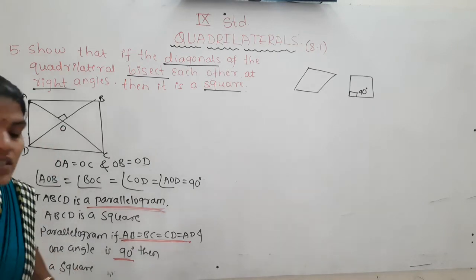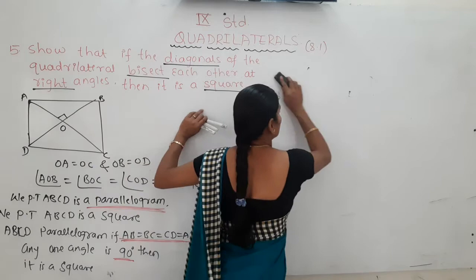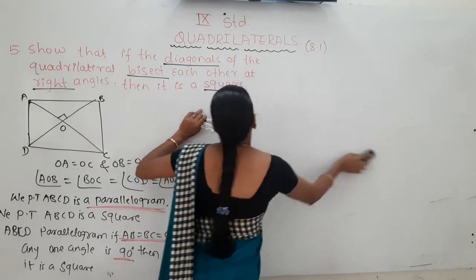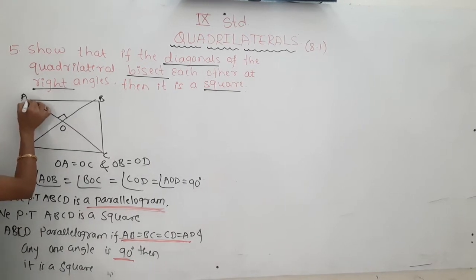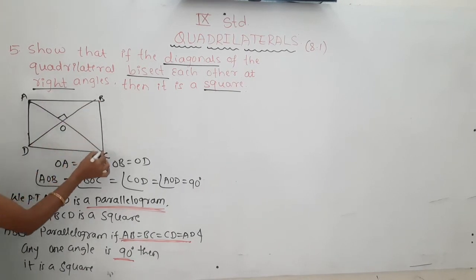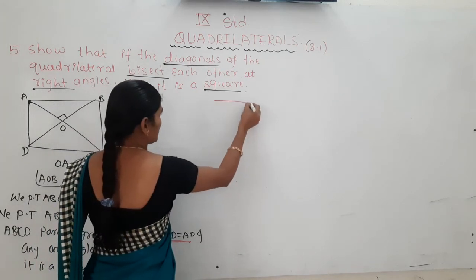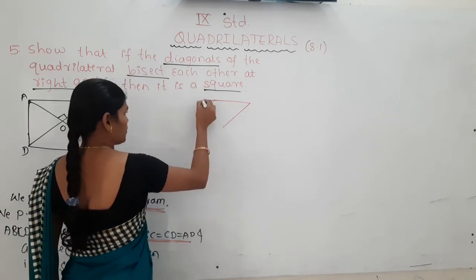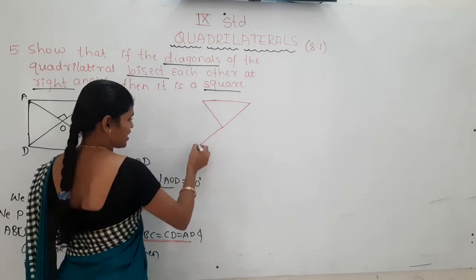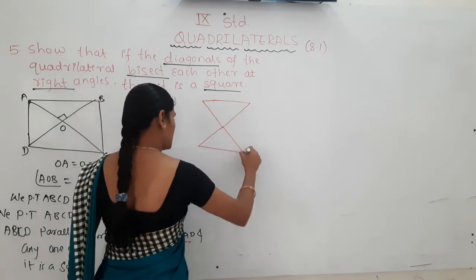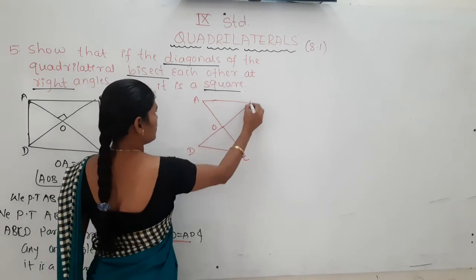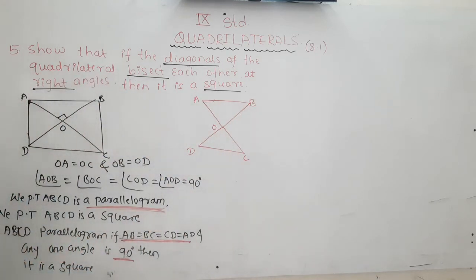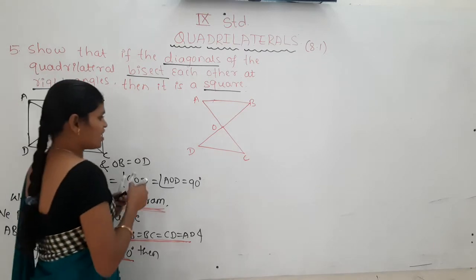For that purpose I want to take just two triangles of this given picture. What are those two triangles? Just consider triangle AOB and triangle COD. I will take two triangles here, triangle AOB as well as triangle COD. What are the things that are the same here in the triangles?